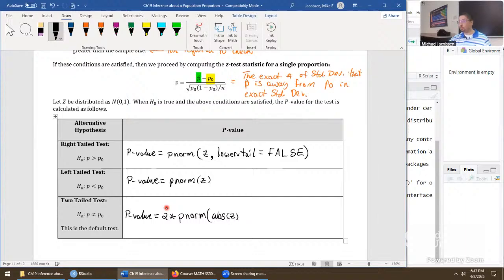Now the sign of Z is irrelevant. Use this method, do lower.tail equals false. We're gathering now the area in the right tail, and then we're doubling it. And that would automatically do the job. If you don't want the lower.tail as false in there because you feel like it kind of looks ugly in your syntax, I totally get that.